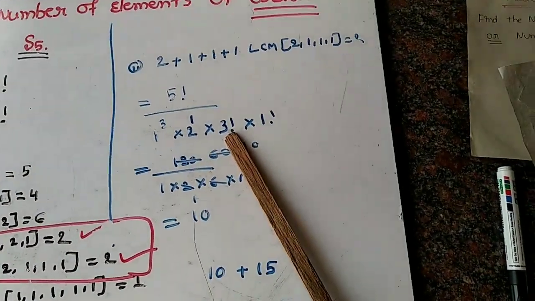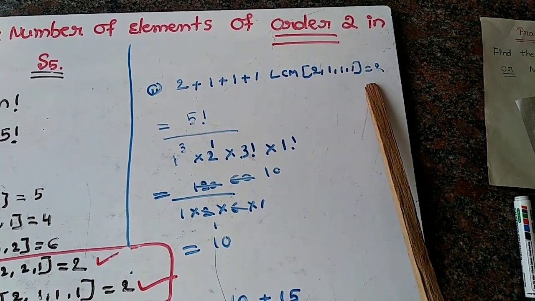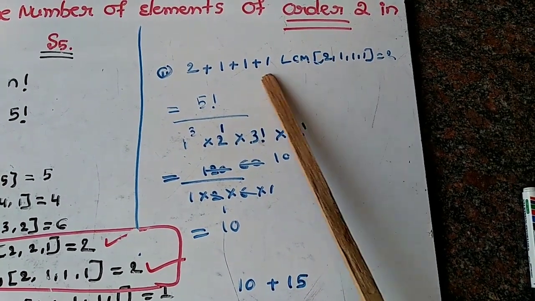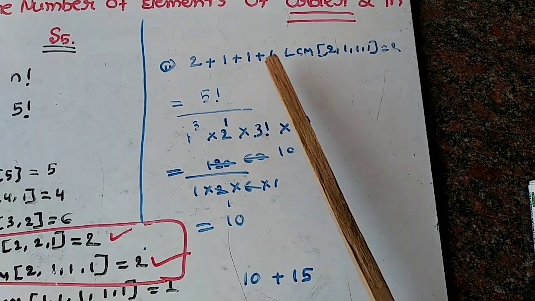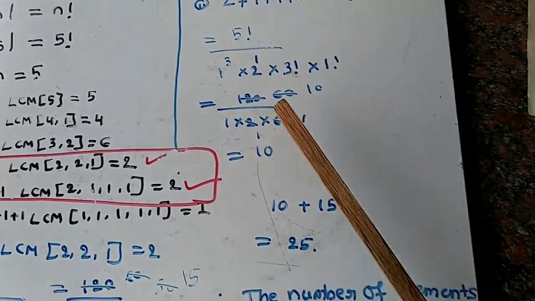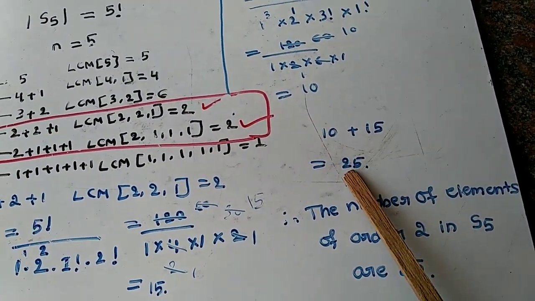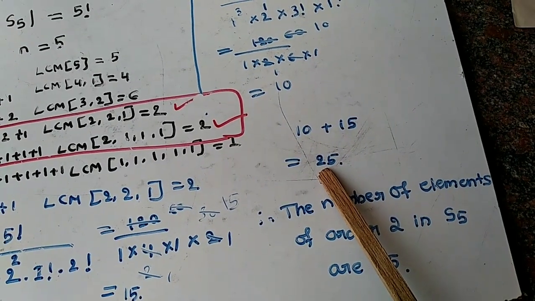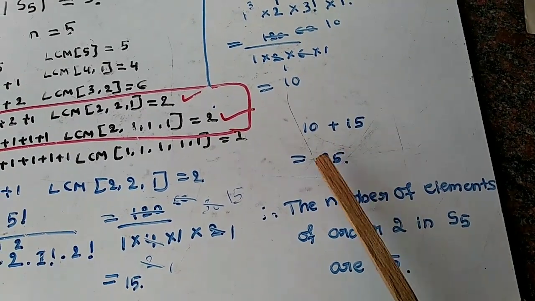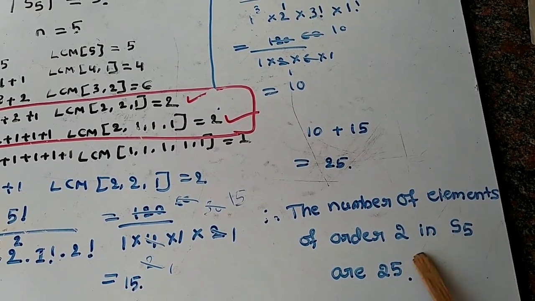So next move on to the second one. Here also the LCM of 2, 1, 1, 1 gives me 2. So after this, I'm going to apply all these values in my formula. So finally I get my answer as 10. So later you have to add these two things, 15 plus 10. 15 plus 10 gives you 25, right? Yeah, of course. So this 25 is nothing but the number of elements of order 2 in S5. How much? 25.